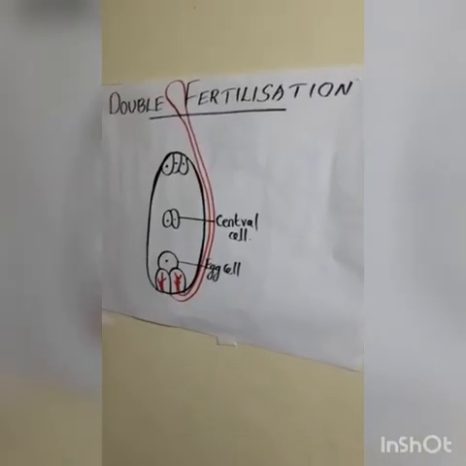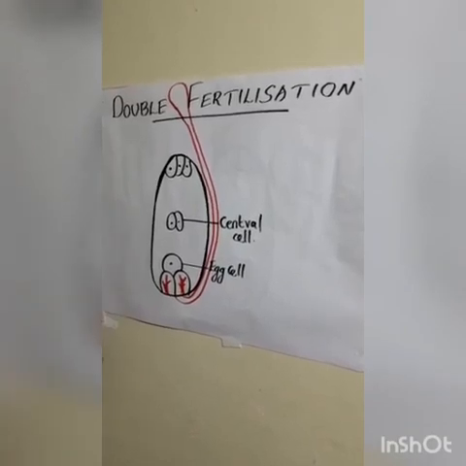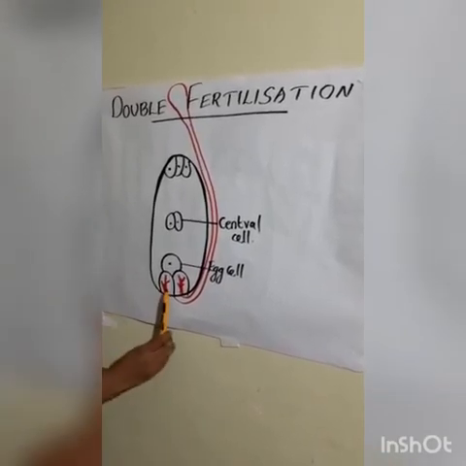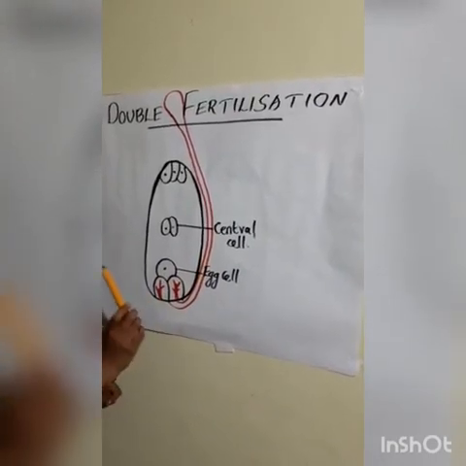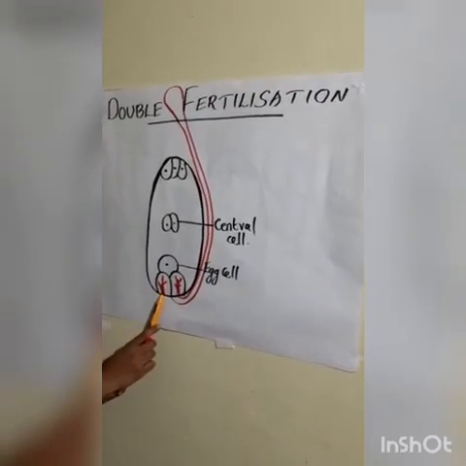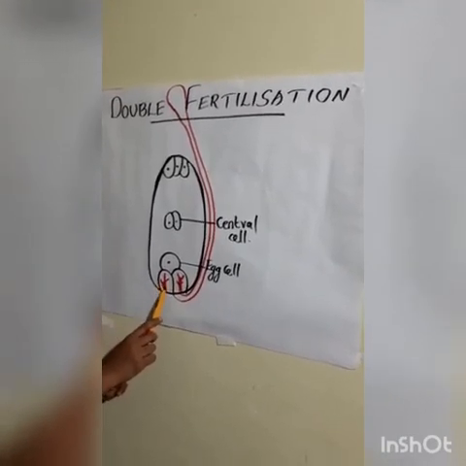So today's last topic is double fertilization. Double fertilization is a unique phenomenon found among angiosperms. Now we can listen to the chart. On entering one of the synergids, the pollen tube releases two male gametes. Here the filiform apparatus is present to check the specificity of the male gametes.